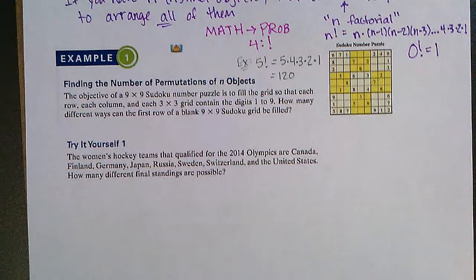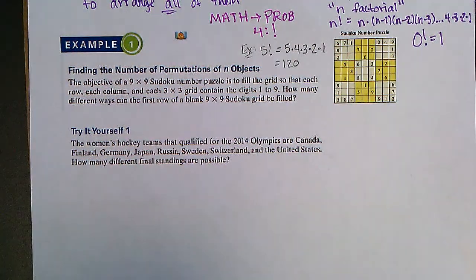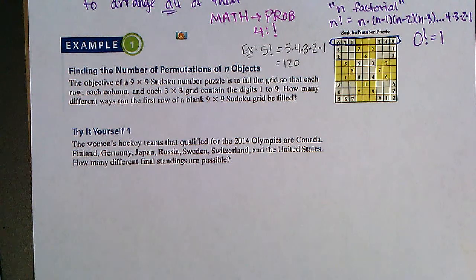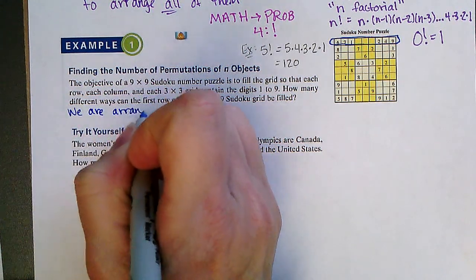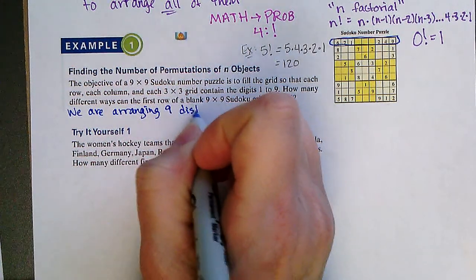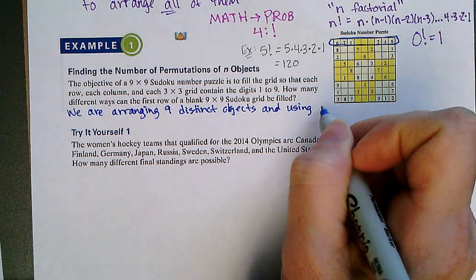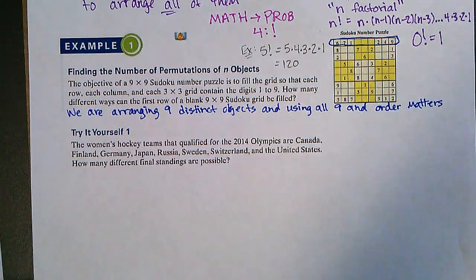So let's use this idea of factorial. The objective of a Sudoku puzzle is to fill the grid so that each row, column, and 3x3 grid contain the digits 1 to 9. They want to know how many different ways can the first row of a blank 9x9 Sudoku grid be filled. So what we want to do is arrange 9 distinct objects because it's the numbers 1 through 9. And we are using all 9. And order matters. I'll be able to tell if it goes 1, 2 versus going 2, 1.